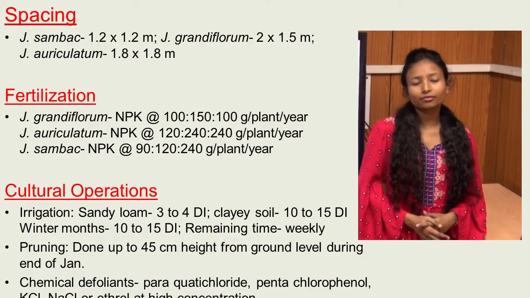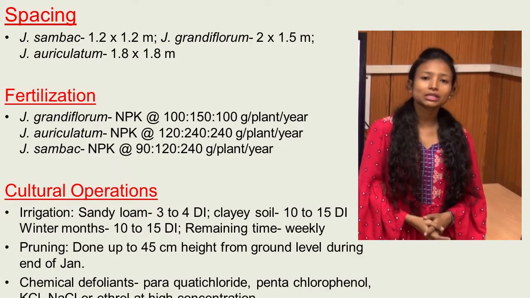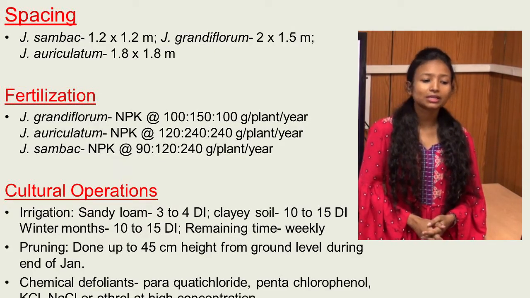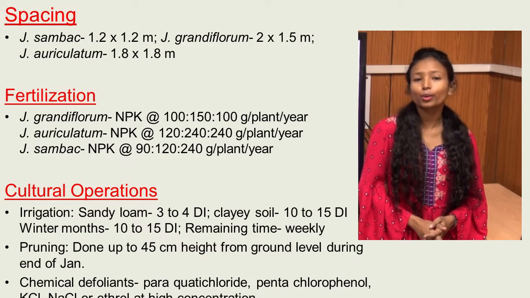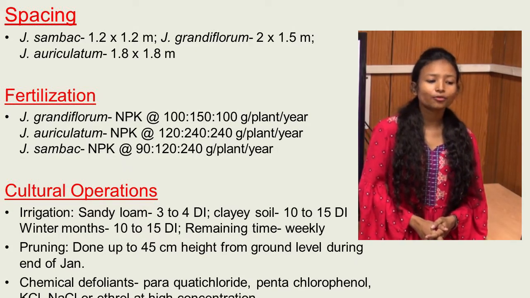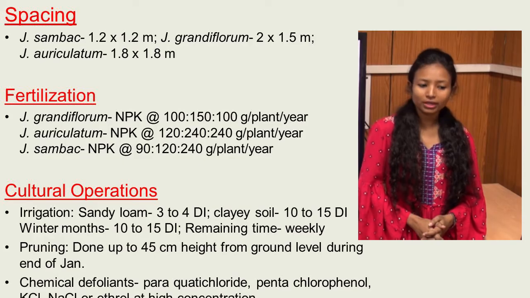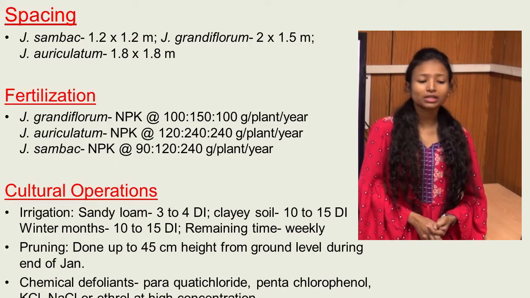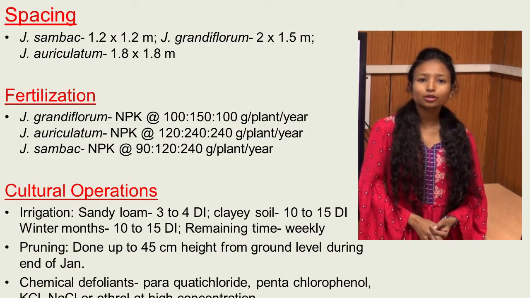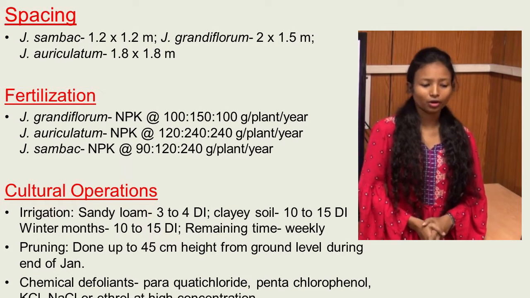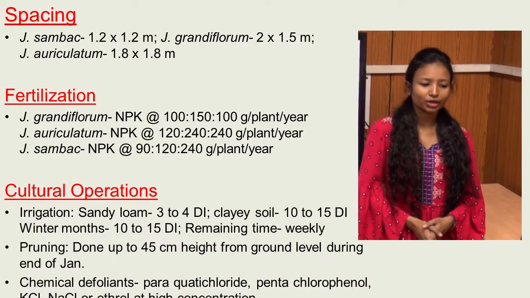Spacing varies with the species. For example, in Jasminum sambac the spacing is less compared to other species. It is 1.2 into 1.2 meters, and in the case of grandiflorum, it is 2 meters into 1.5 meters. In the case of auriculatum, the spacing is 1.8 meters into 1.8 meters.